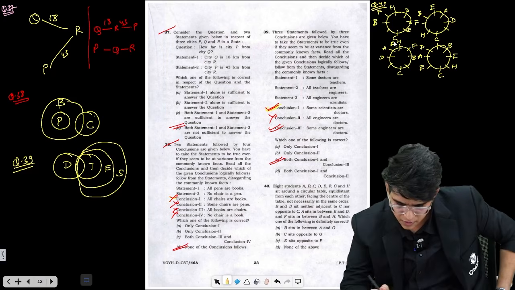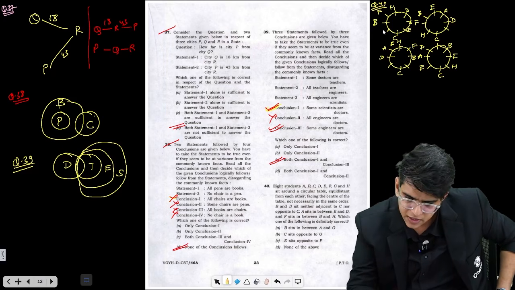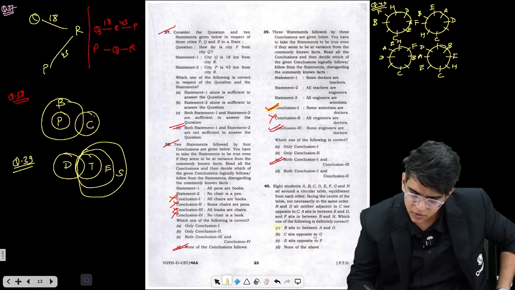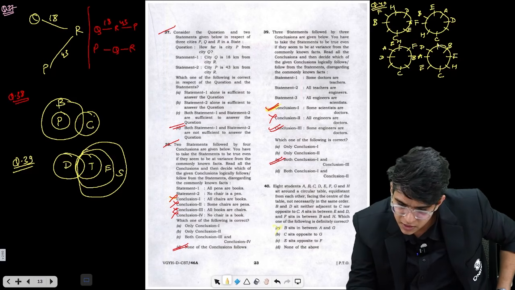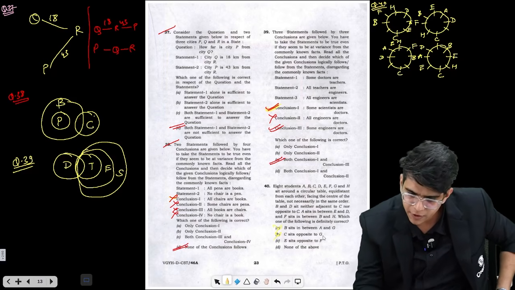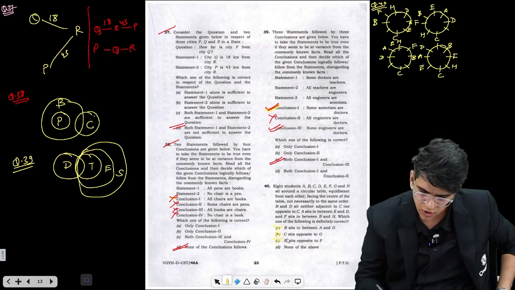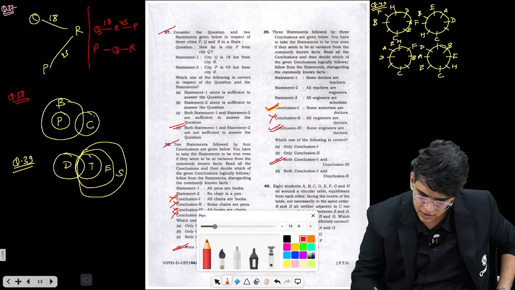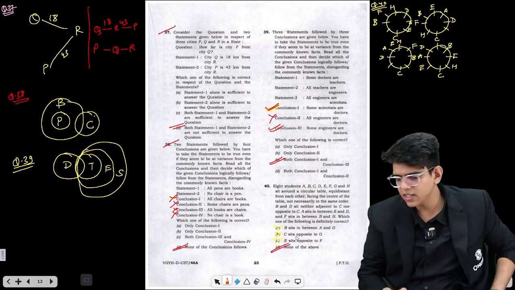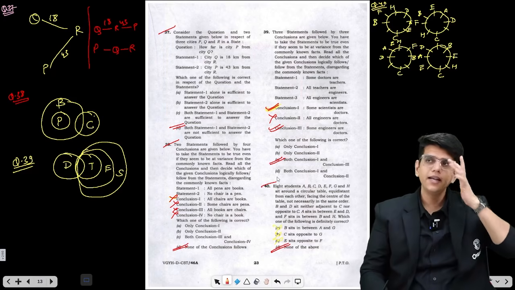From these, which of the following is correct? B sits between A and G. No. C is opposite to G in some cases. C is opposite to H in some cases. Not sure. E sits opposite to F. E sits opposite to C also. E sits opposite to F also. Not sure. So the correct answer for this question is this. With surety, you can't say anything. So the answer to question number 40 is option D.